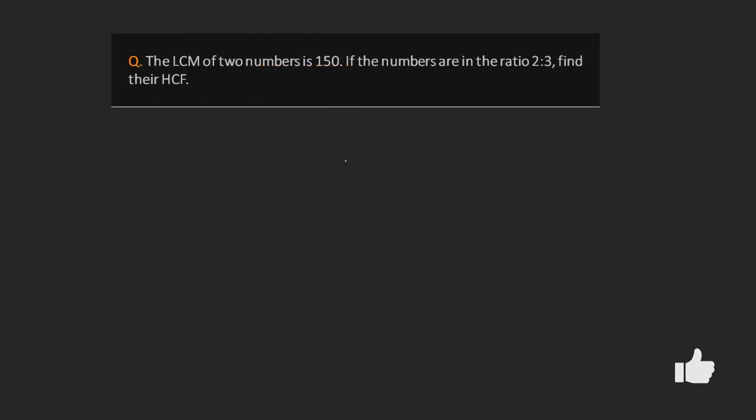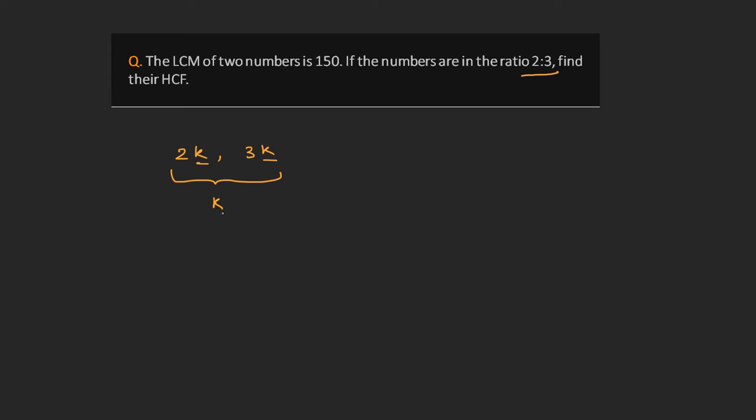Next question. The LCM of two numbers is 150. If the numbers are in the ratio 2 to 3, find their HCF. Here, the question tells us that the numbers are in the ratio 2 to 3. And so, let's assume that the numbers are 2k and 3k. Now, if the numbers are 2k and 3k, the HCF would be k. 2 and 3 don't have any common factors. The ratio was in its lowest terms. And so, k is the only common factor, and as such, the HCF of the two numbers.